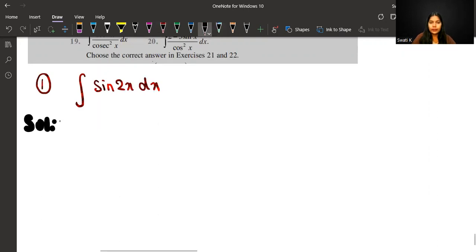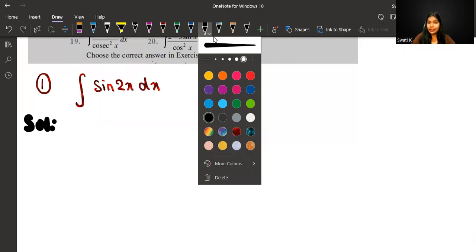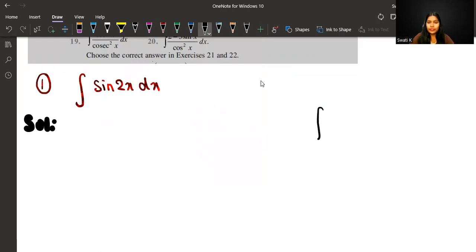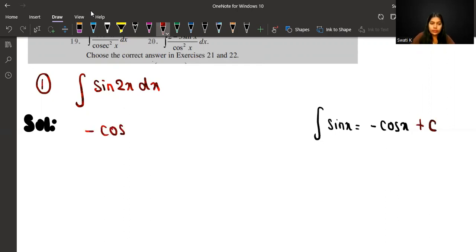In integration, the very basic thing is that you should know the formula. Integration of sine x has the formula minus cos x dx. So using this formula, we are going to integrate this. It will become minus cos x. Of course, this is an indefinite integral, so there is also a plus constant of integration. So using this formula, this will become minus cos 2x.